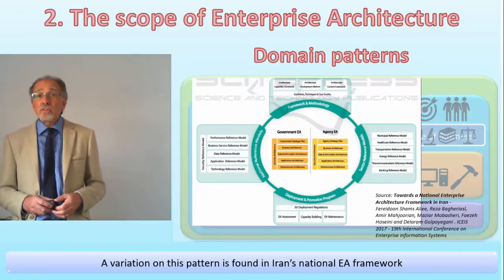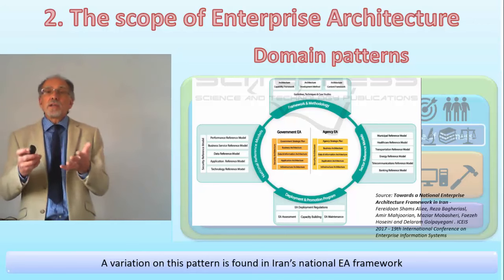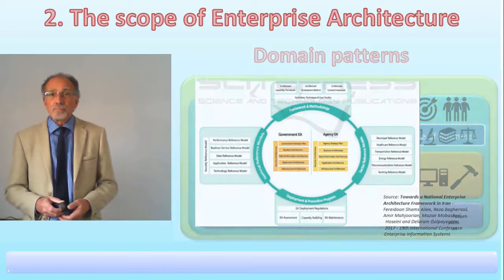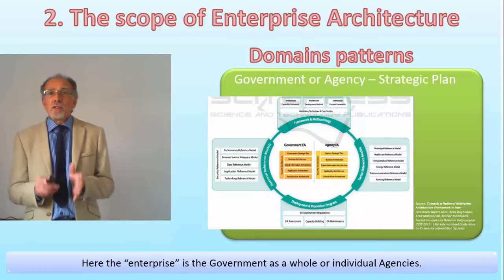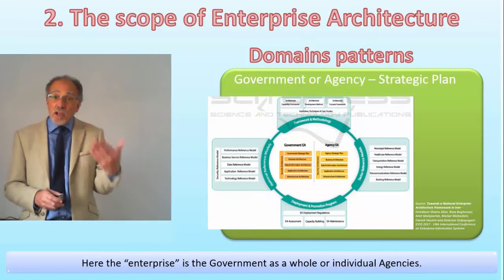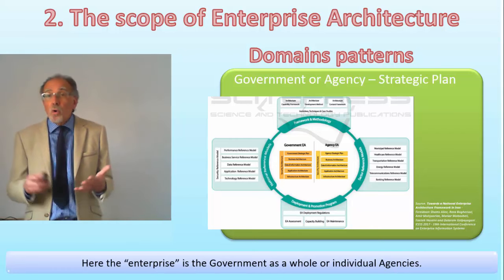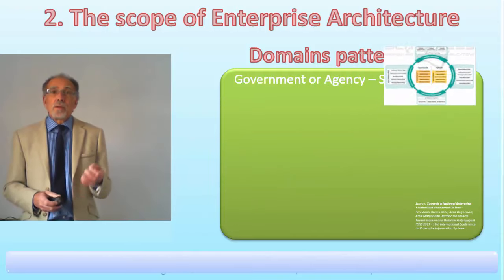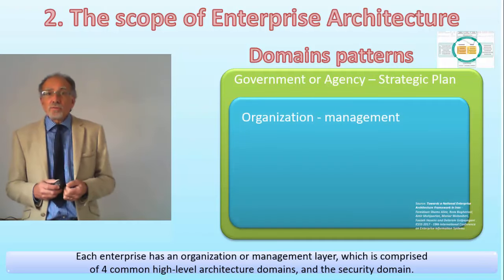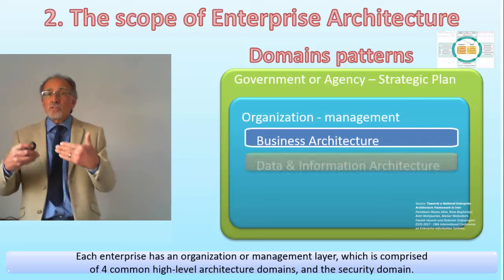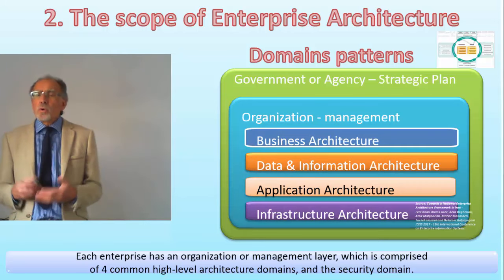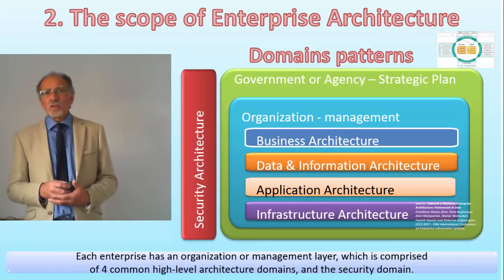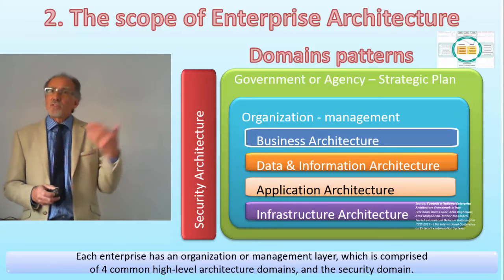A variation on this pattern is found in Iran's National Enterprise Architecture Framework. Here, the enterprise is the government as a whole or individual agencies. Each enterprise has an organisation or management layer which is comprised of 4 common high-level architecture domains and the security domain.